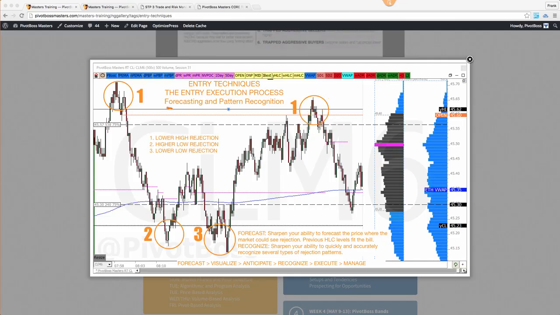So when we talk about different types of patterns and pattern recognition, here are three types right on this chart. There's a lower high rejection, a higher low rejection, and a lower low rejection. So here, number one, this is a lower high rejection. It goes higher, drops back, and then forms a lower high. You see that lower high right there? And then boom. And over here, it did it again. Rallies, forms a high, comes back, here's the lower high, and boom. Right? So that's one type of rejection.